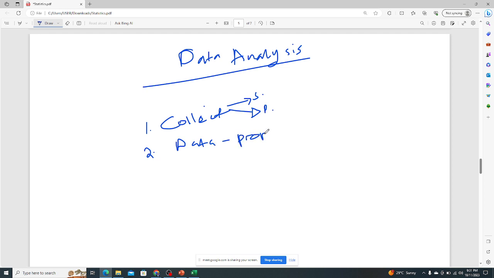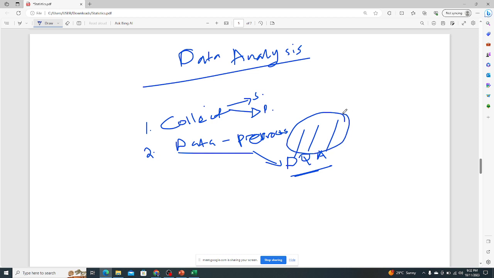Data pre-processing. Basically here you are performing a technique which is called DQA. So DQA means data quality assessment. You are doing what we call data quality assessment. Why? Because before you do analysis, you want to have complete data.